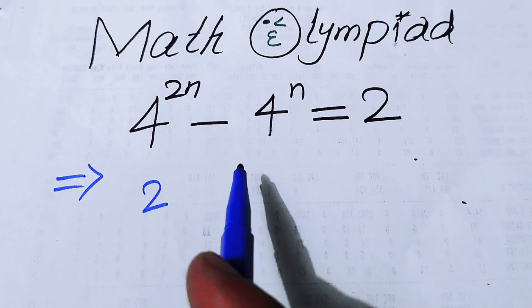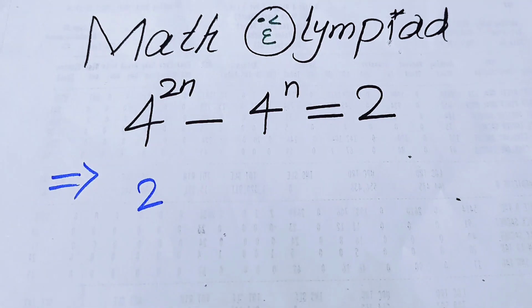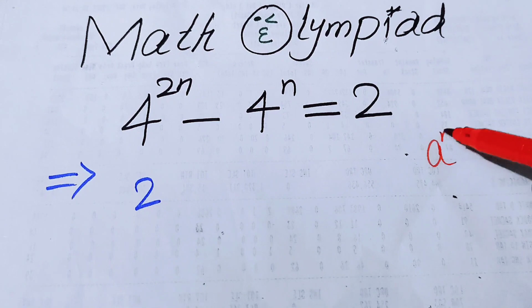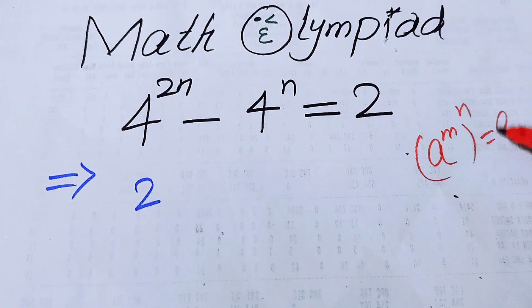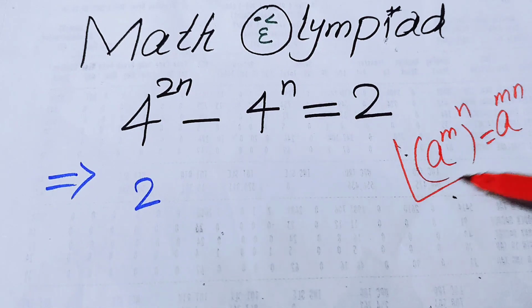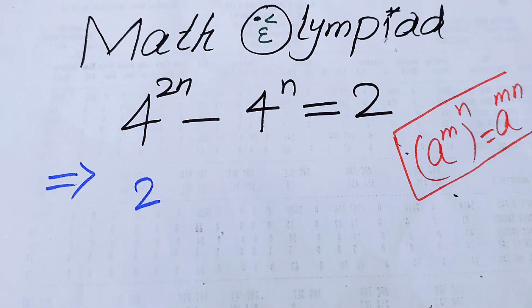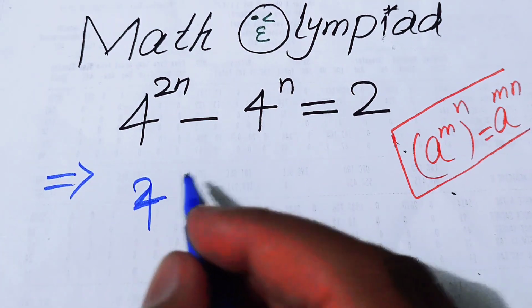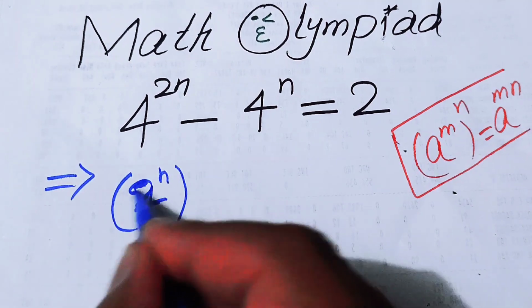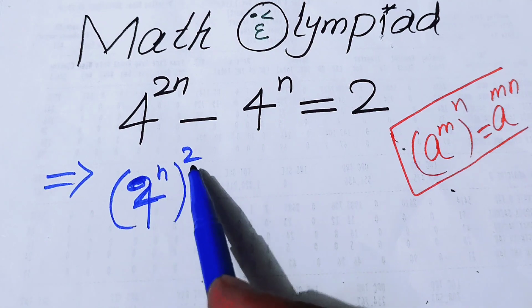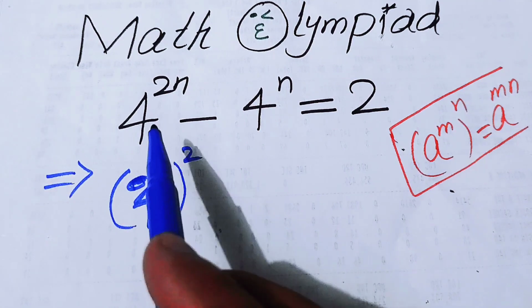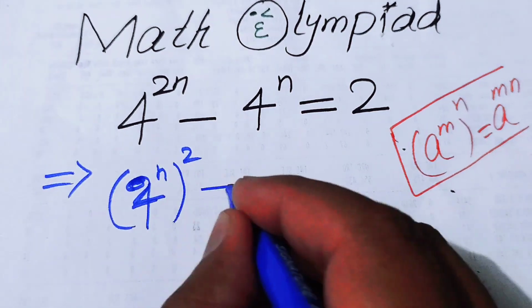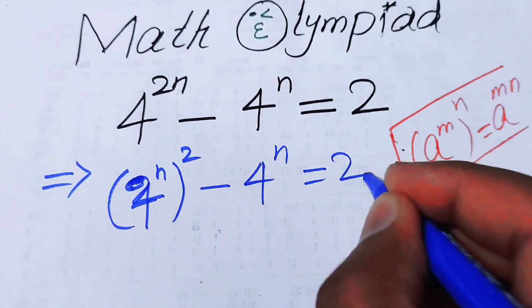So the very first thing we are going to do is use the nice exponential law, and you know about this exponential law. If we have a to the power of m to the power of n, it is equal to a to the power of m times n. So here I can apply this exponential law in the first term on the left hand side, so that after applying this one we get 4 to the power of n and its whole power 2, because here you have exponent to the exponent, so these exponents are multiplied by each other and you get 4 to the power of 2n minus 4 to the power of n is equal to 2.